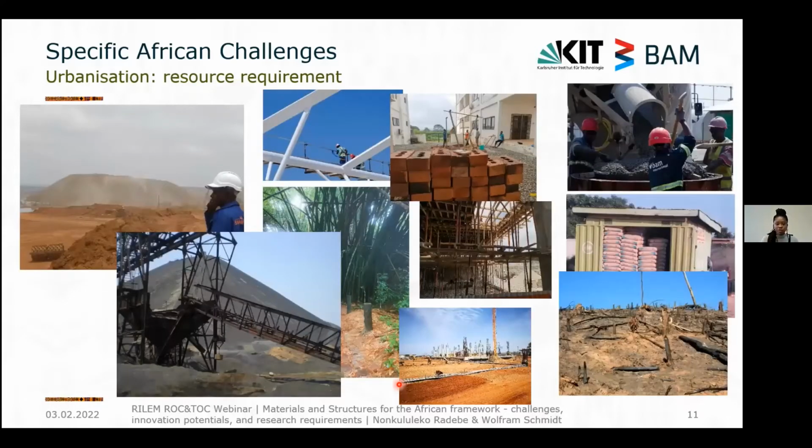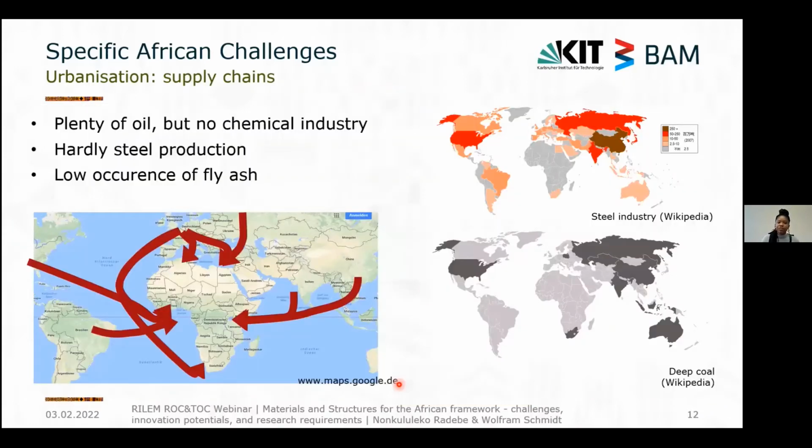With all of this come all kinds of requirements and more challenges, but more than anything, in order to build and house people and create all the infrastructure that's needed, you need resources. Here we see the different types of resources that go into this, and with this you need different supply chains. Although Africa has plenty of oil, it doesn't have much of a chemical industry, so we mine the oil, send it out, and then purchase it back. Similarly, there's hardly any steel production on the continent, and we also have a lower occurrence of fly ash material.